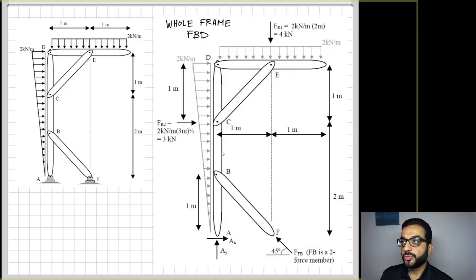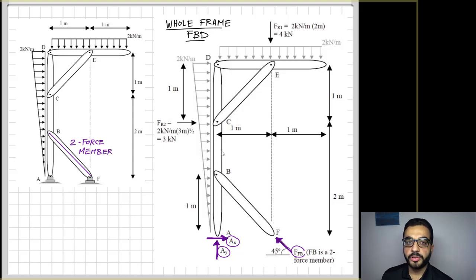So the first thing is we will draw the whole frame free body diagram. So analyzing the free body diagram as a complete rigid body, we will analyze the support reactions here. So support A is a hinge, so we have here two reactions, Ax and Ay. But when we look at support F, it is also a hinge, but I can take advantage of my knowledge of what we call two-force members.